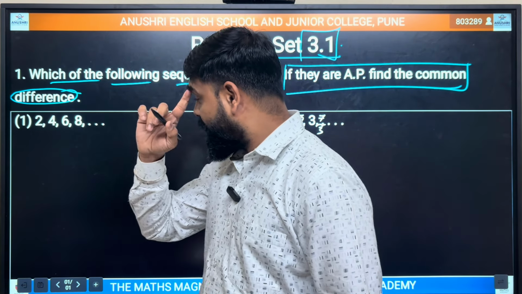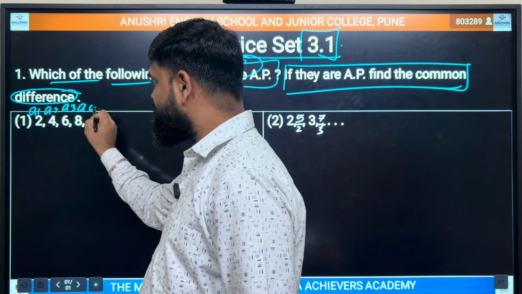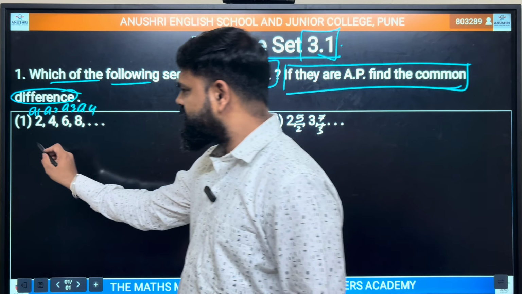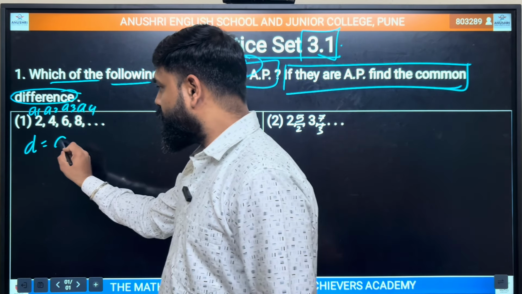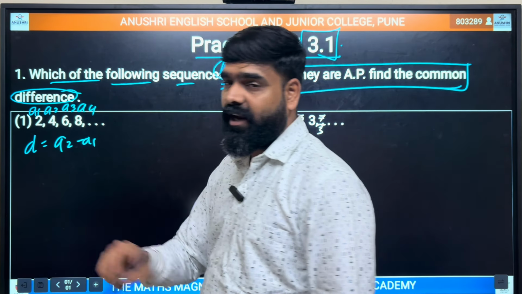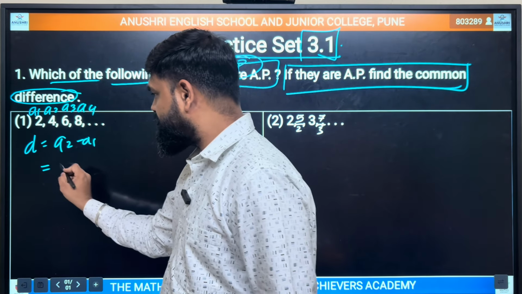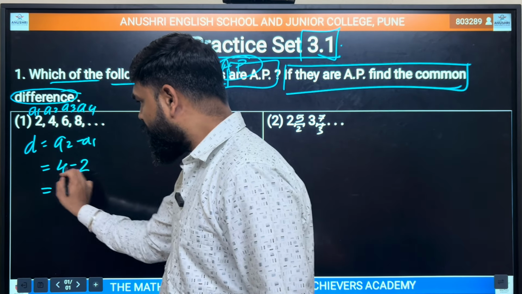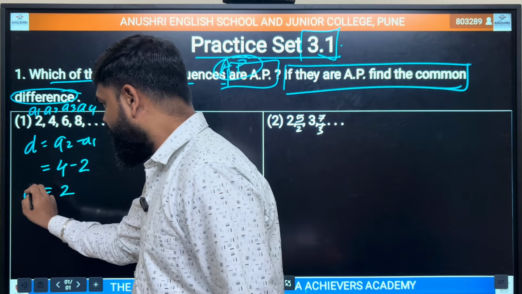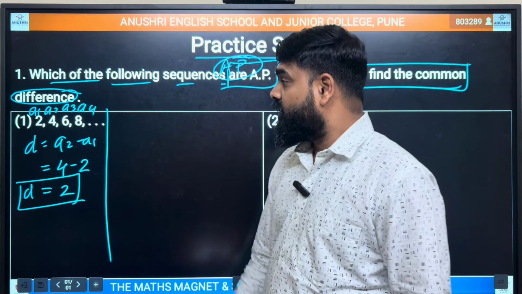So in the sequence, we have A1, A2, A3, and this will be A4. The simple formula for finding the common difference is A2 minus A1. A2 minus A1 means second term minus first term. The second term is 4, the first term is 2, so 4 minus 2 will be 2. So the common difference here we got is D is equal to 2.